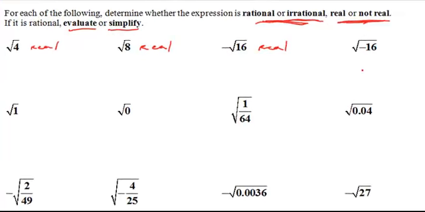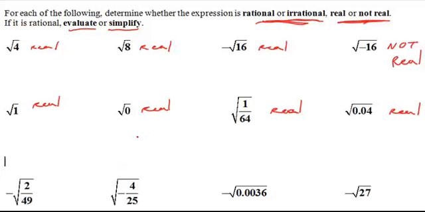Now we have a negative radicand. This is not real. Therefore, it can be neither rational nor irrational. Again, radicand is positive, so it's real. Radicand is non-negative. It's real. Again, no negative, it's real. No negative, it's real. There's a negative on this next one, but it's out front, so that's okay, it's real.